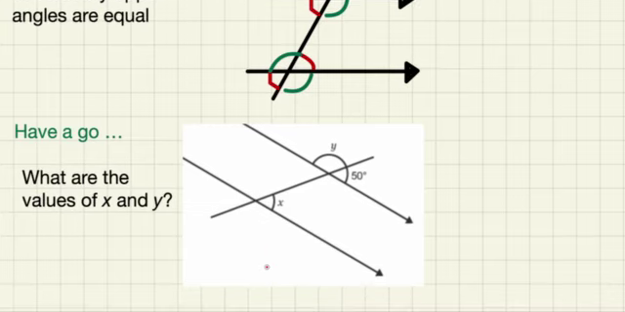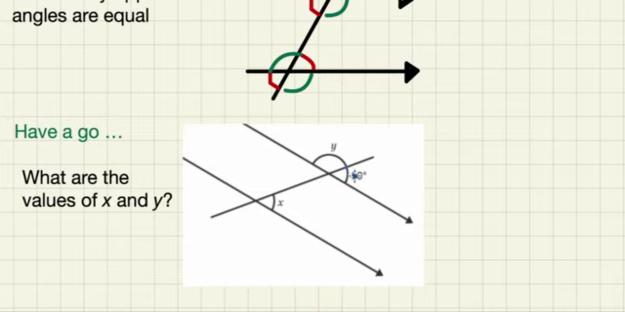So here, this is where I say have a go. But because this is the first problem, you don't have to put it on pause, only if you want to give it a go. So what are the values of x and y? This is x, this is y. These are two parallel lines. This is an intersecting line. And the only angle that we're given is this one. So it's 50 degrees.